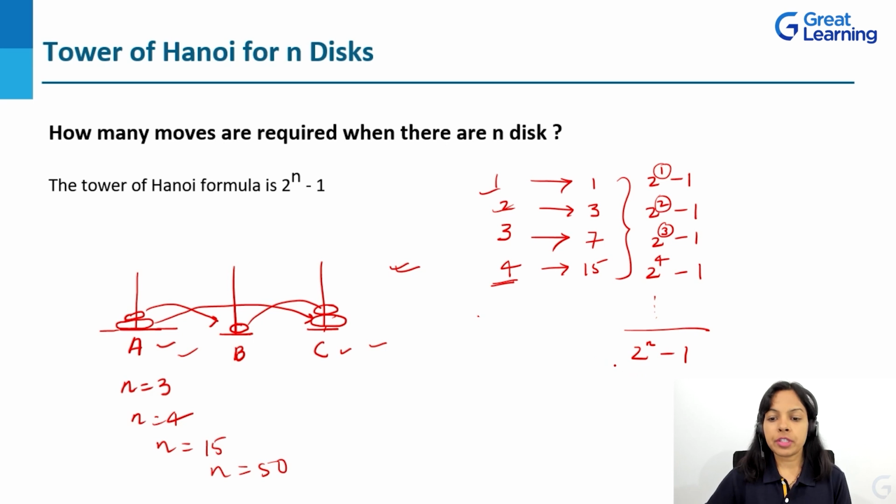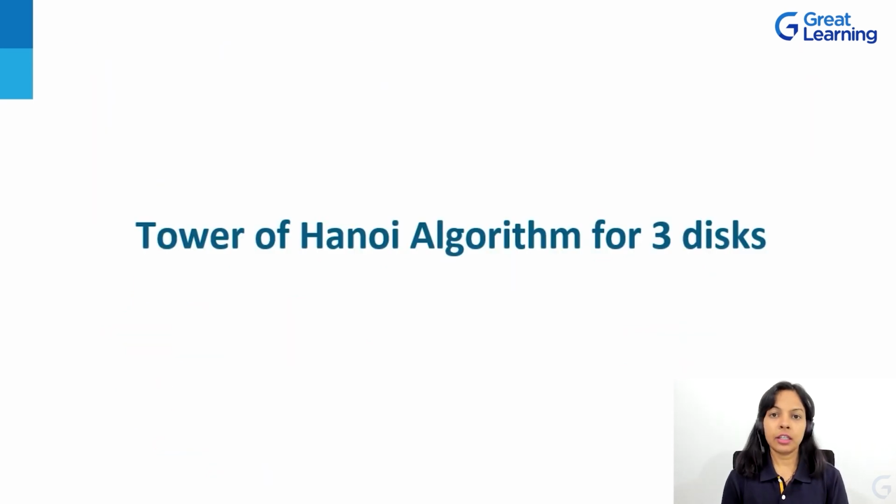Right? So the number of steps required to move the disks from tower A to tower C will be 2 to the power n minus 1, where n is the number of disks. Okay, so I hope this concept is clear to you now, how the Tower of Hanoi number of steps is calculated in case of n disks. Now let's see the Tower of Hanoi algorithm for 3 disks.